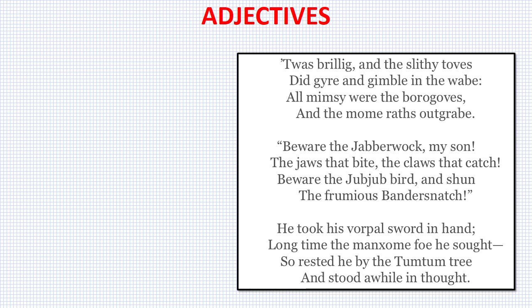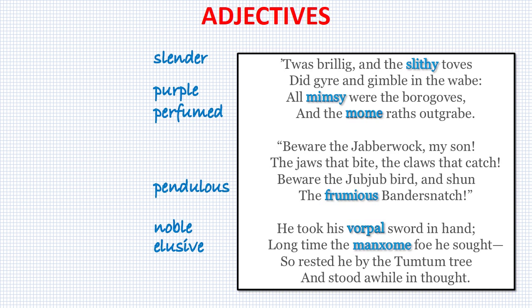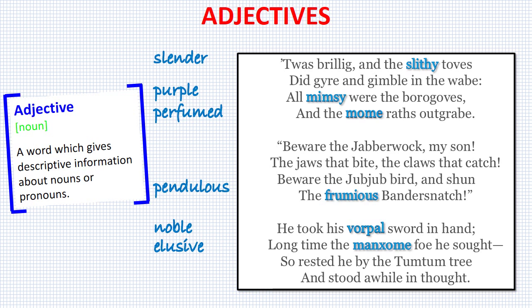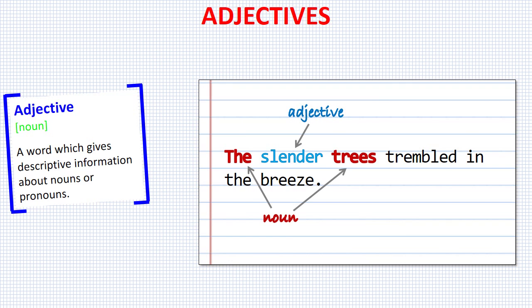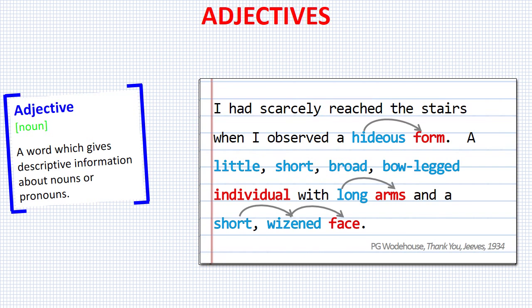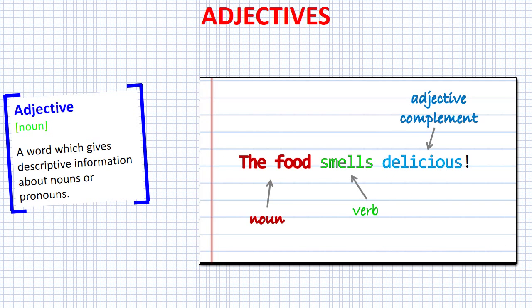Adjectives are the next main group. Here's an example from the poem, and here are some possible substitutions. Adjectives are describing words. They clarify or modify nouns by giving information about the size, the colour, shape, type, origin, etc. Adjectives often go before the noun which they're describing, like in these examples. Alternatively, they can be used as complements in sentences like these.